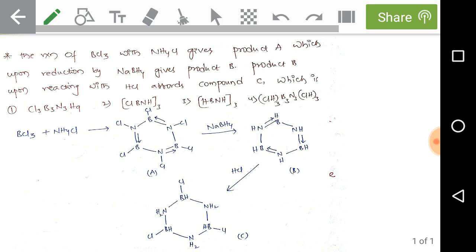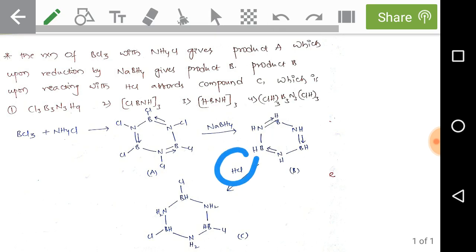Why? Because just observe, here we have shown the arrows, that means coordinate bond. That means the lone pair of electrons on nitrogen are being given to the vacant orbital of boron here. That's why the arrows are towards the boron from nitrogen, right?